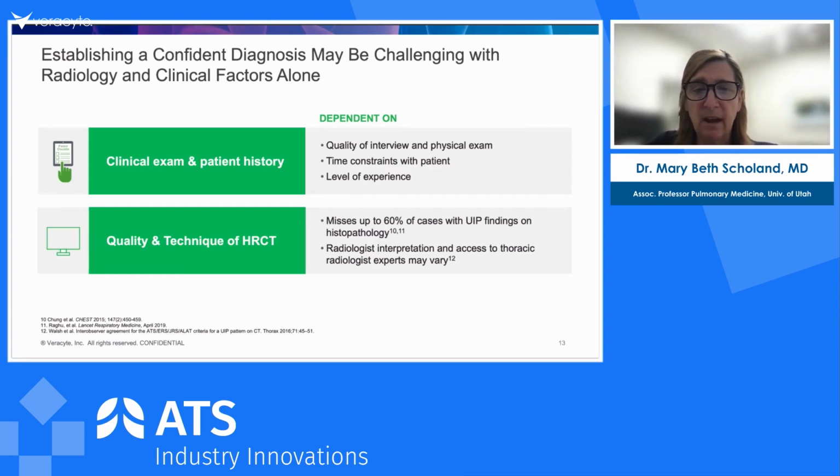As we just talked about, from the high resolution CT scan, the interpretation may be variable, the radiologist experience may be variable, and in the end, that adds up to maybe missing up to 60% of the cases of UIP. By the time we ultimately get to histopathology, we may miss as many as 60% of those by CT scan alone for a diagnosis of UIP.